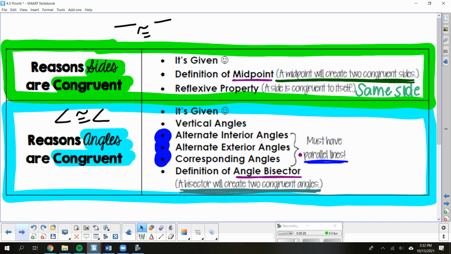Reasons sides are congruent, we only have 3. One's a signal word for midpoint. And reasons angles are congruent, we only have 6. And we have a signal word for parallel and a signal word for angle bisector.